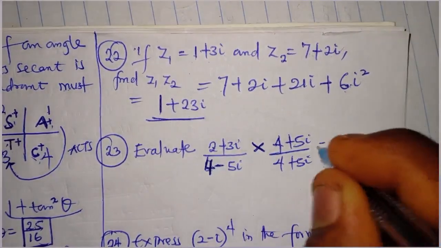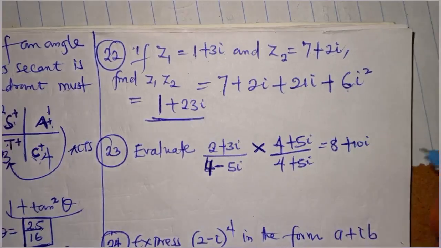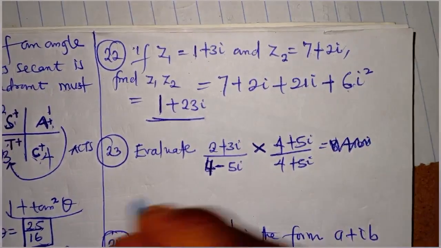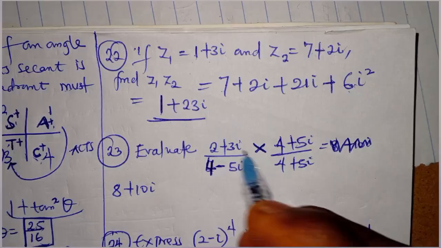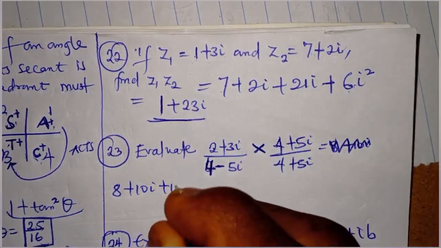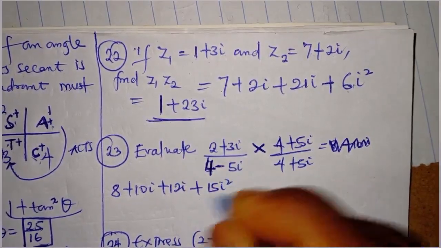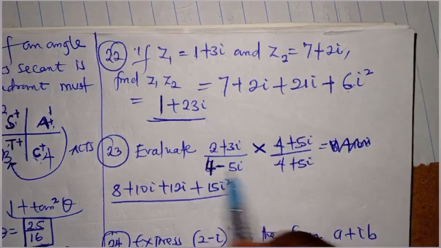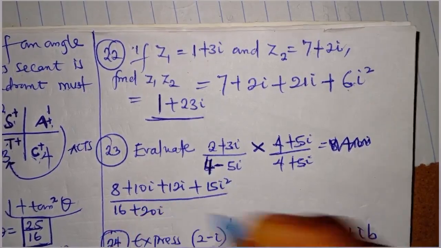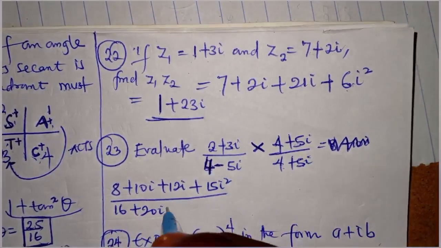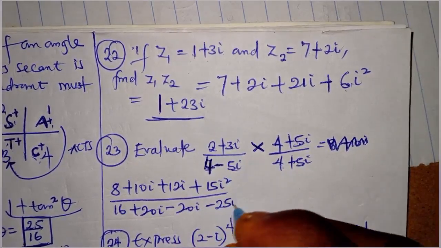2 times 4 is 8. 2 times 5i is 10i. So this is 8 plus 10i. Then 3i times 4, that's 12i. 3i times 5i is 15i squared. 4 times 4, 16. 4 times 5, 20, that's 20i. Minus 5i times 4, minus 20i. Then minus 5i times 5i, minus 25i squared.